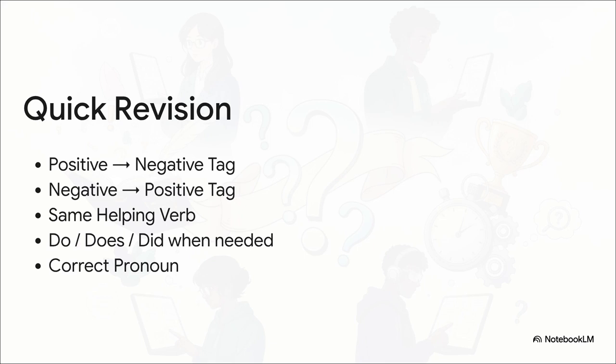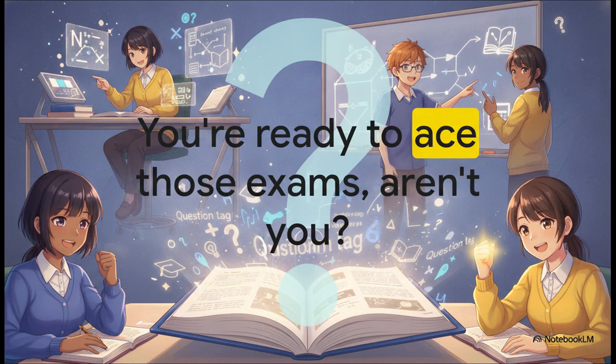So, let's bring it all together into an ultimate quick revision cheat sheet. Honestly, I highly recommend grabbing a screenshot of this right now for your notes. Positive statements take negative tags. Negative statements take positive tags. Match the helping verb, use do, does, or did if it's missing, and finally, always make sure you're using the correct pronoun. If you just keep practicing these specific frameworks, you'll be solving these in literally seconds during the actual exam. You're ready to ace those exam questions now, aren't you?